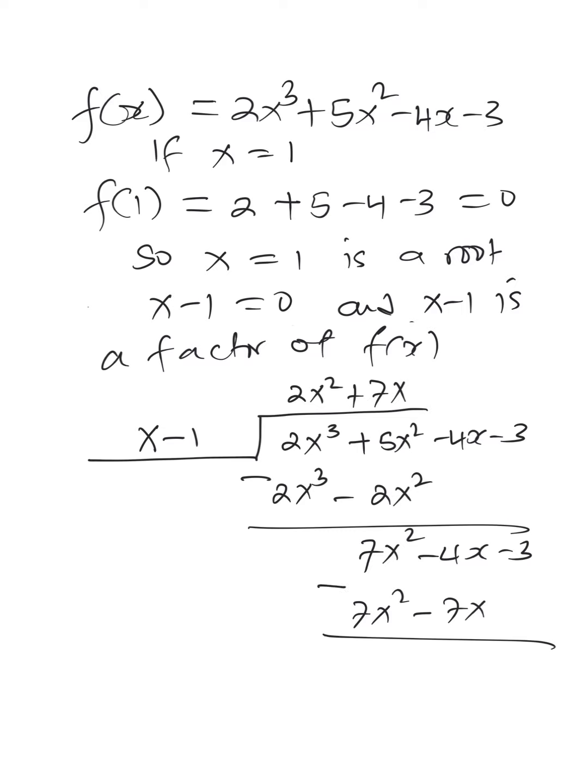Okay, subtract. This is a positive 7 minus 4, so I have 3x minus 3. And then if I divide, I'll have a plus 3 here. So this is 3x minus 3, and we get 0. So we can write f of x as x minus 1 times 2x squared plus 7x plus 3.